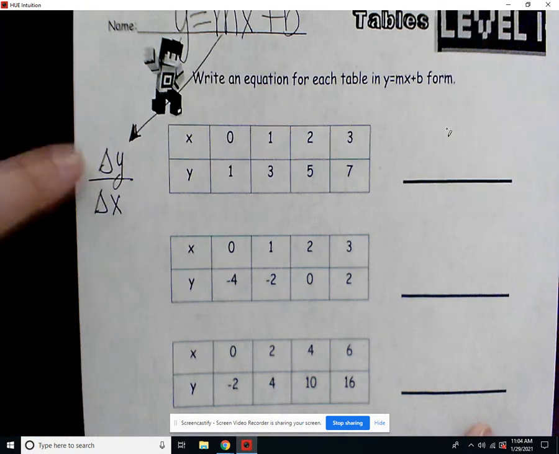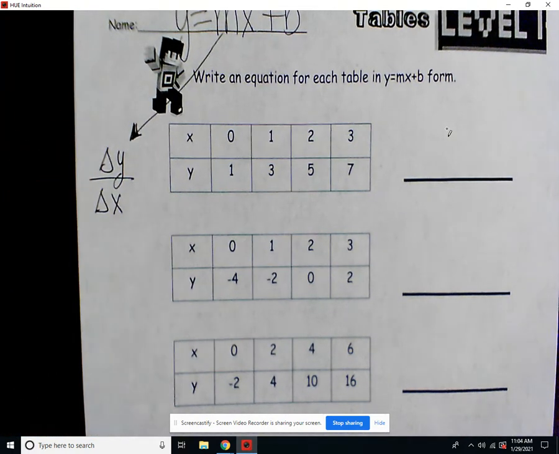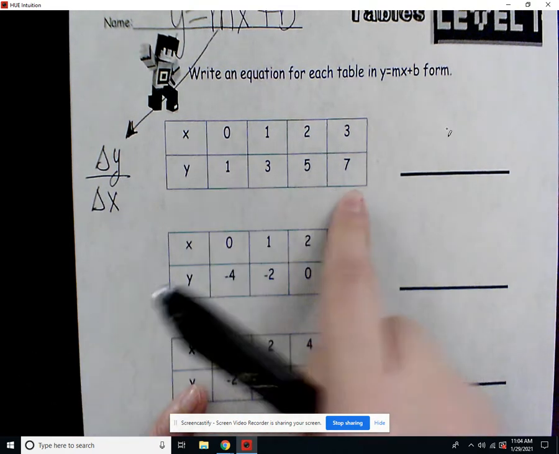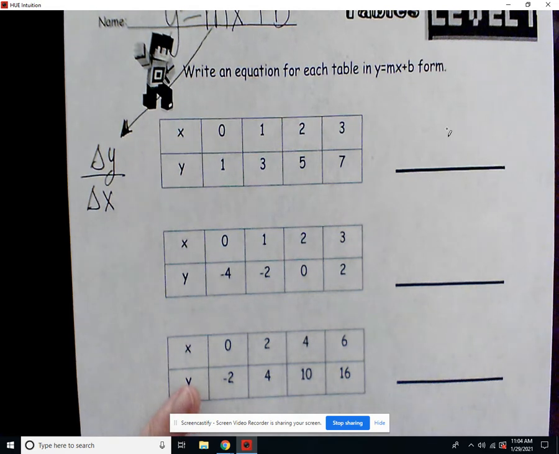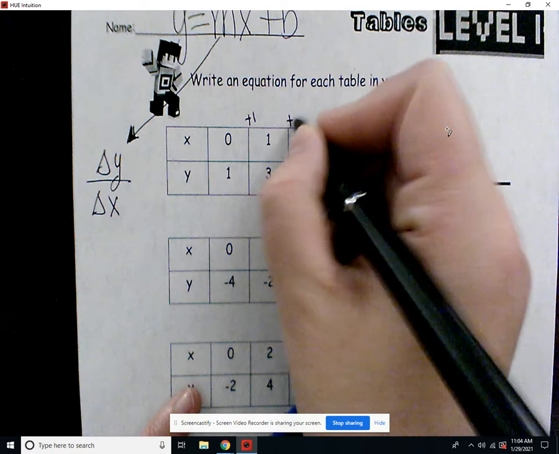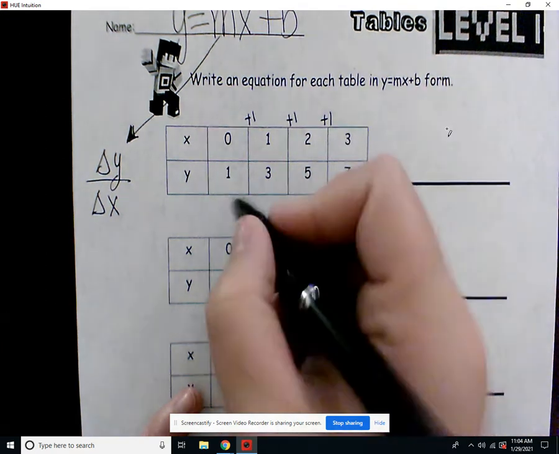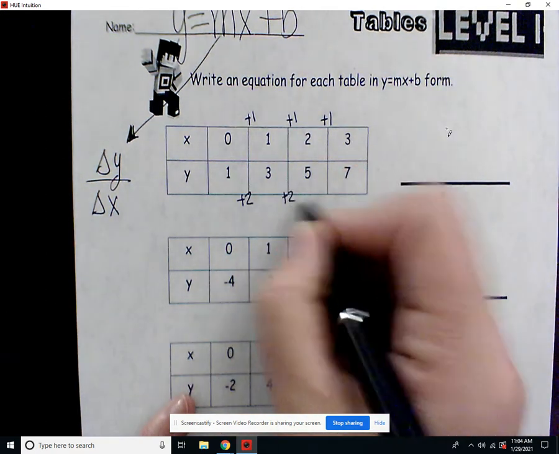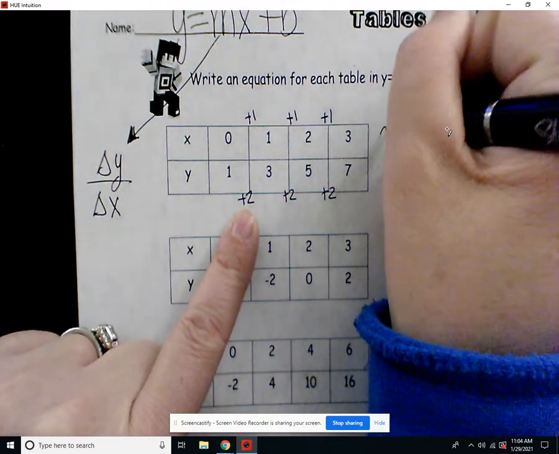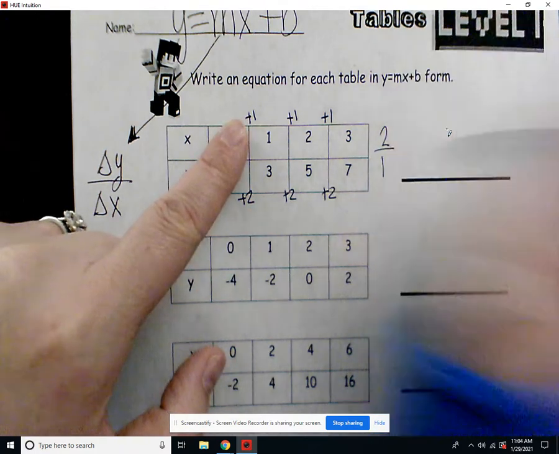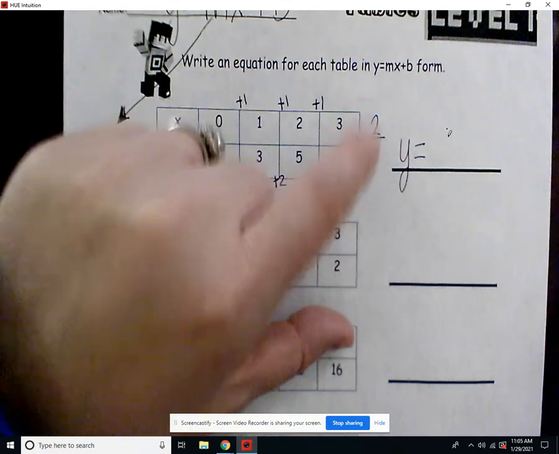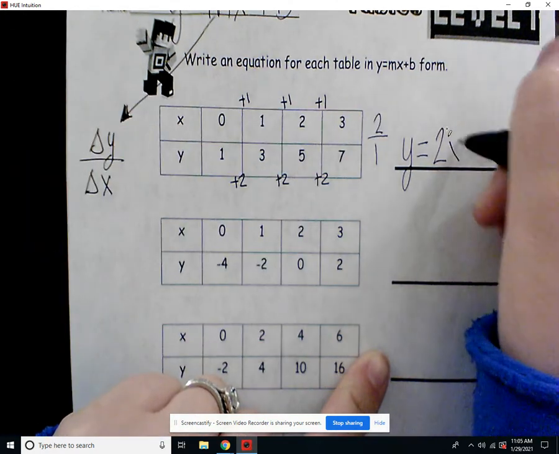For change, we put a triangle. But what does change mean? It is looking at the pattern of our y's and the pattern of our x's. If we look at our x's, we are adding 1 all the way, and for our y's, we are adding 2. To write that as a slope, we take our y change, which was 2, and our x change, which is 1. So we have y equals 2 over 1, which is 2x.